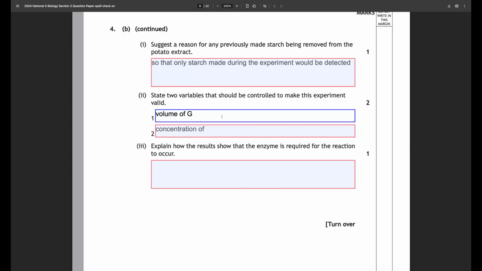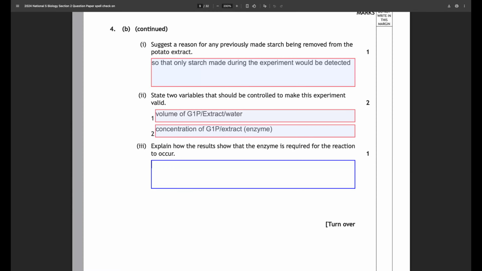And you could say any of the things, so the G1P, the extract, or the water for volume, and similarly for the concentration, we're saying G1P or the extract, or the SQA do allow you to say the enzyme instead of the extract for that one. Okay, so that is what they're looking for there. Those are the variables that would be controlled.